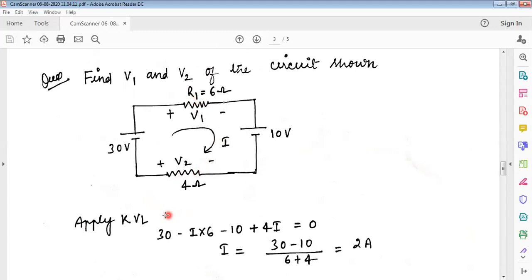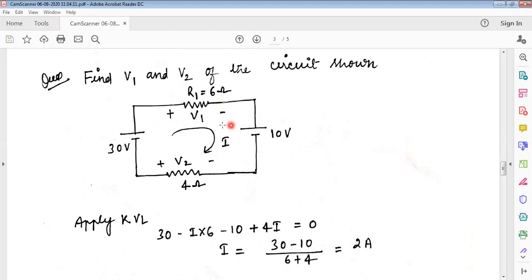Another method is to follow a sign convention. Say you are moving in the direction of the current. The direction of current is clockwise, and while applying the KVL you are moving in the same direction. Then what you have to keep in mind is, if the minus sign is coming first, then take it as positive. And for resistors, for drops, if you are moving in the same direction as the current, take that drop as a minus.